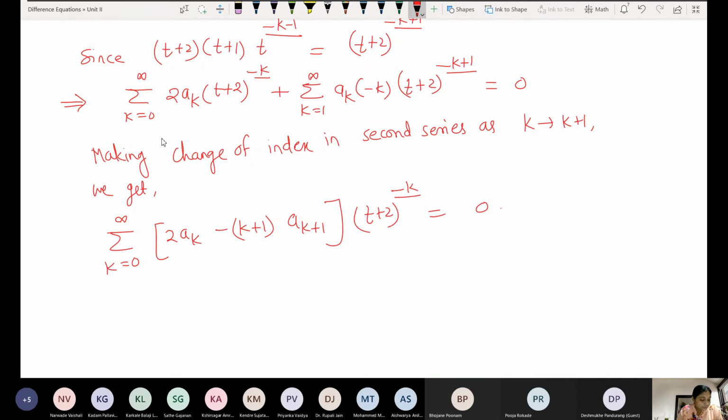Is that okay? In the second sum, here instead of k is equal to 1, I want k is equal to 0 to infinity. So I am making the change of index as k to k plus 1. So here a_{k+1} times (k plus 1) will be there. Remaining will be as it is. Is that okay? Yes, ma'am.